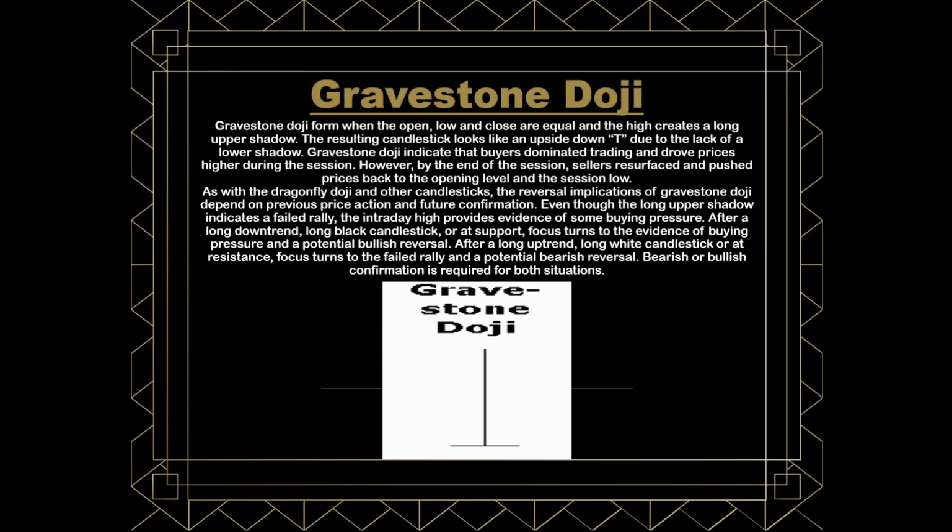Even though the long upper shadow indicates a failed rally, the intraday high provides evidence of some buying pressure. After a long downtrend, long black candlestick, or at support, focus turns to the evidence of buying pressure and the potential bullish reversal. After a long uptrend, long white candlestick, or at resistance, focus turns to the failed rally and a potential bearish reversal. Bearish or bullish confirmation is required for both situations.